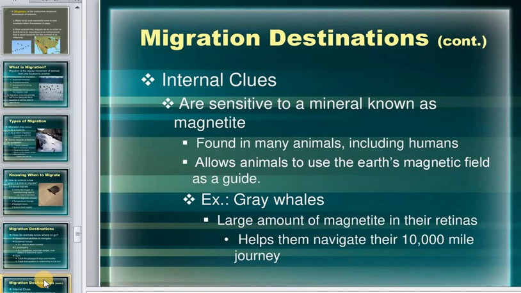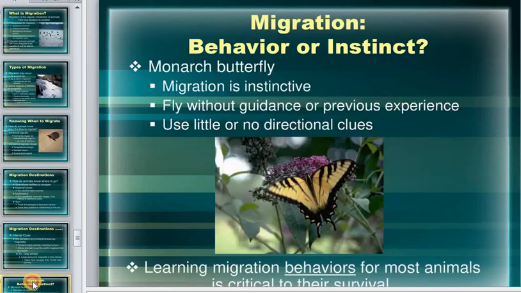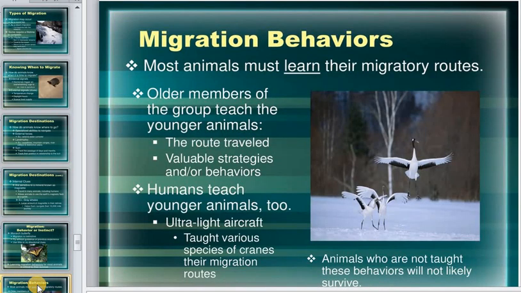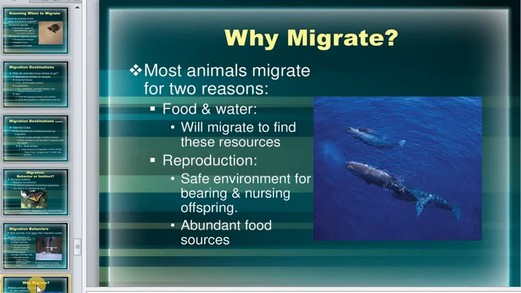Internal clues are sensitive to minerals, such as magnetic cues, found in many animals, even humans. For example, gray whales, large animals that migrate, use their retinas to help them navigate these big journeys. And even little animals, insects, learn migration and use little directional clues. There are a lot of questions about this. I'll leave links to this video to learn a little bit more about migration.